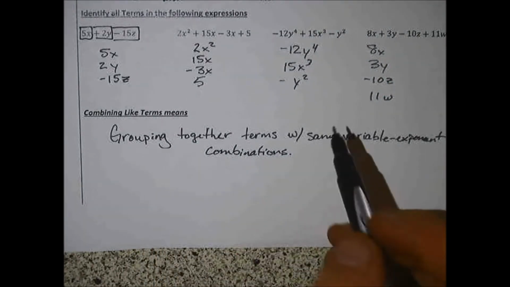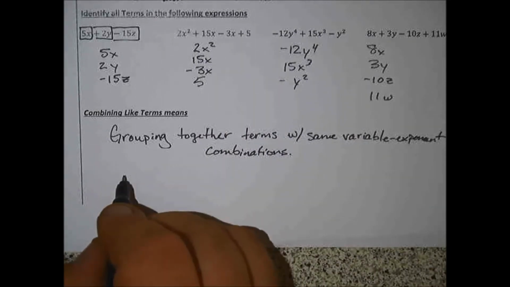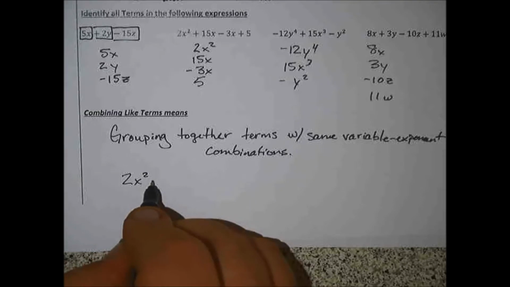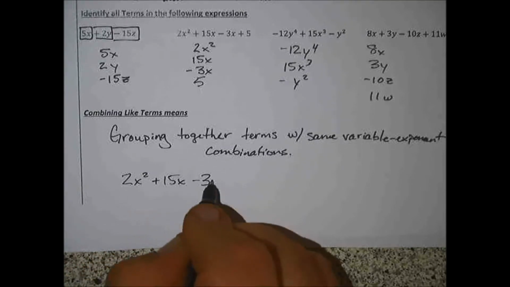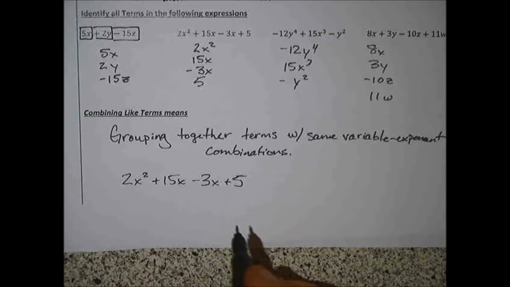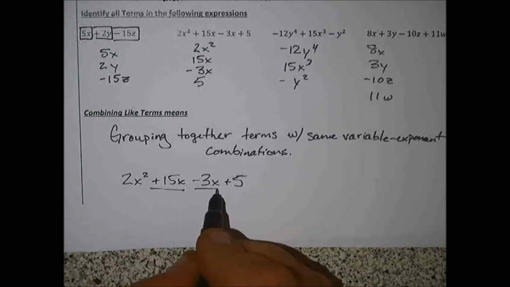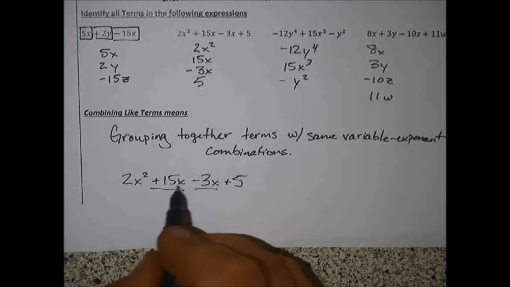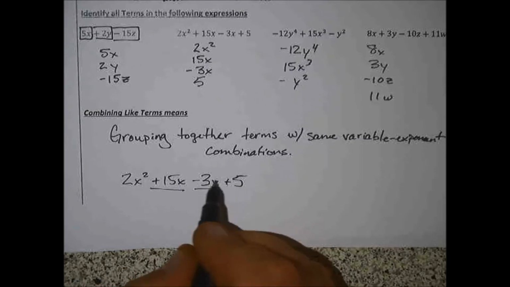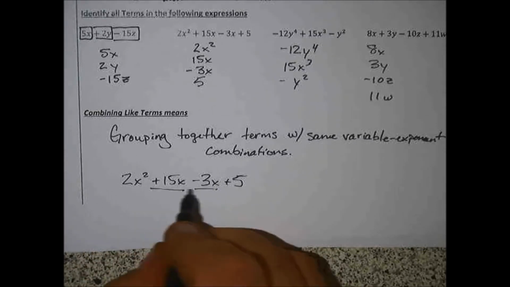All right, I want to look at one in particular that we just did, the second one. So I have 2x squared plus 15x minus 3x plus 5. Now I have two terms here that have the same variable and exponent combination. Specifically, there's an x and no exponent. X, no exponent. Okay, so I'm going to group those together.